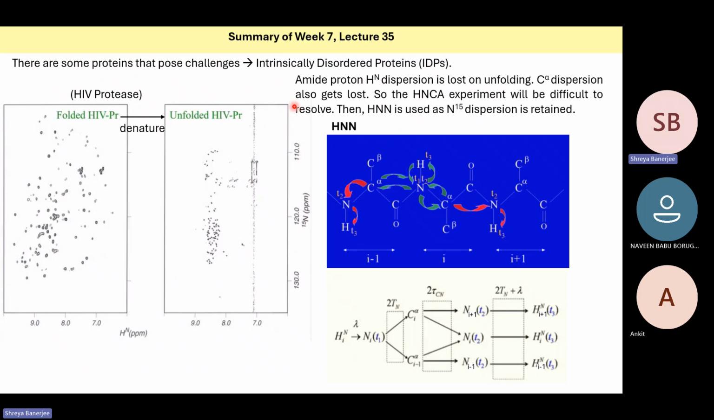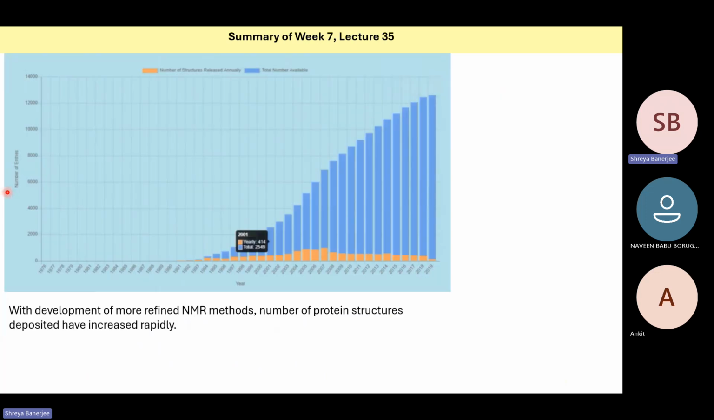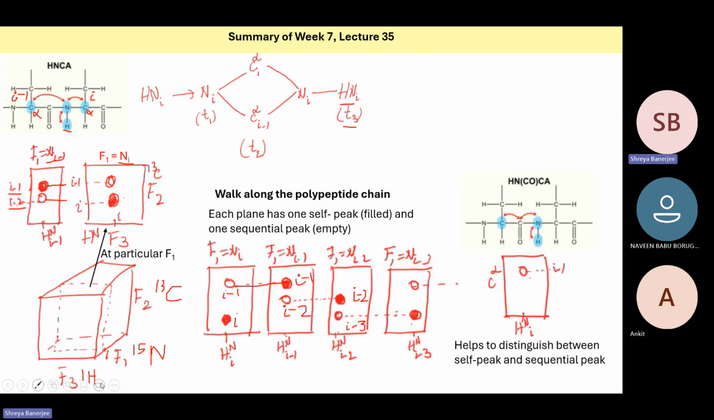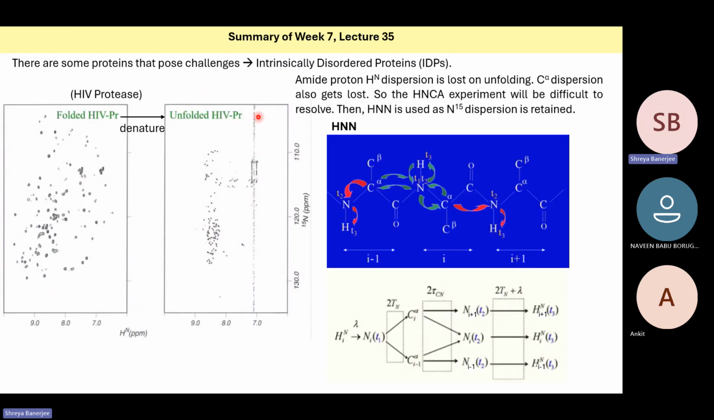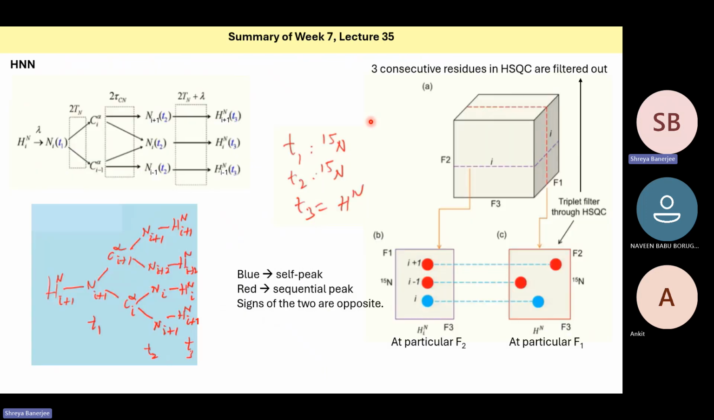Basically, there are some proteins called intrinsically disordered proteins. In HNCA, we were looking at 1H, 13C and 15N. But if the 1H and 13C overlap a lot, then it is very difficult to use HNCA, and this happens in the case of intrinsically disordered proteins. So instead of that, the HNN experiment is used. We have already studied this before.